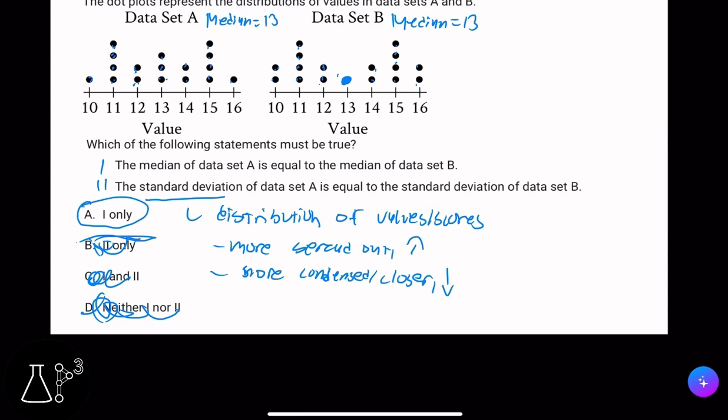And for those wondering, dataset A has a smaller standard deviation than dataset B because there are a lot of points in the middle at 13, and there's only 1 point of dataset B at 13. Therefore, dataset B has a wider standard deviation because the values are more spread out compared to dataset A.